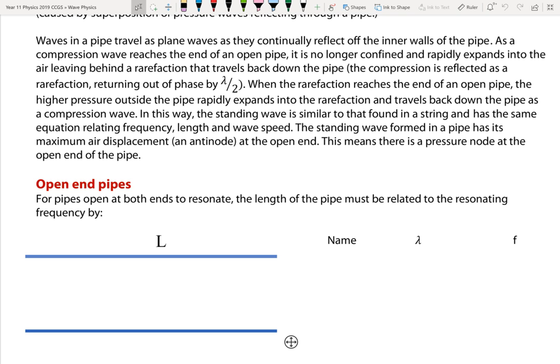Now, if we have a compression wave travelling through the pipe, once it reaches the end, it's no longer confined, and it rapidly expands out into the universe. What it does is it leaves behind an area of low pressure. That low pressure then gets sucked back into the pipe, and so when you have a compression wave travelling to one end, it gets reflected as a low pressure. And so that's the whole idea, that it's returning or reflecting out of phase by half a wavelength. Now that is exactly the same as the pulse on a string. We said that a crest will be reflected as a trough.